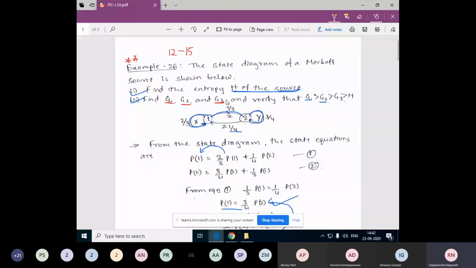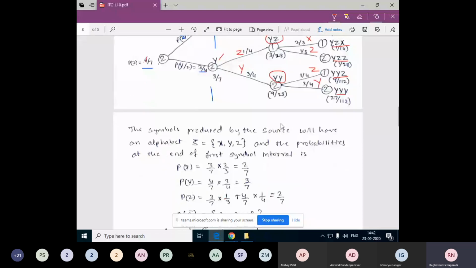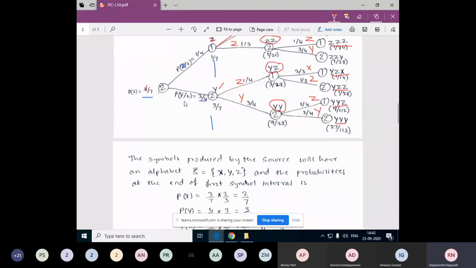Now we have written the tree diagram. So using this tree diagram, let's find out the probabilities of these symbols emitted at different states, state 1, state 2, and state 3. So the symbols produced by the source will have an alphabet S bar.